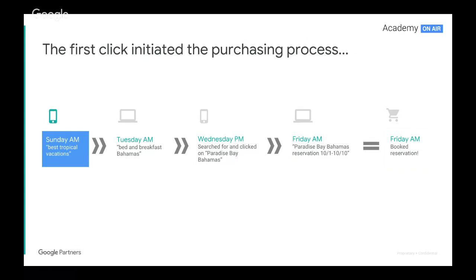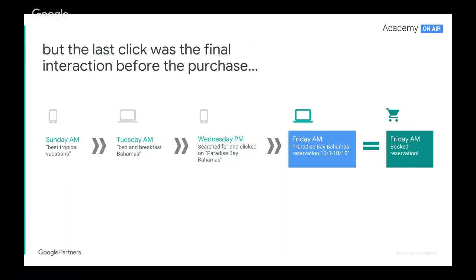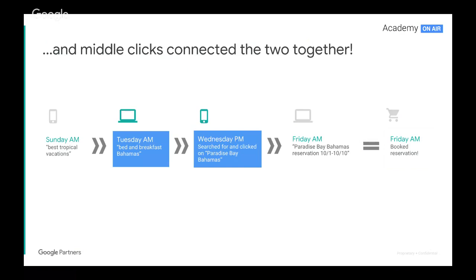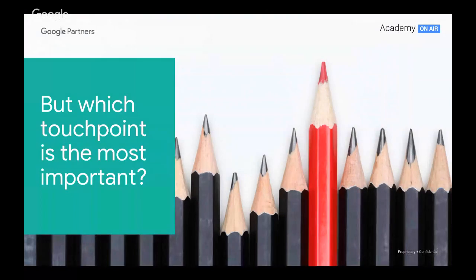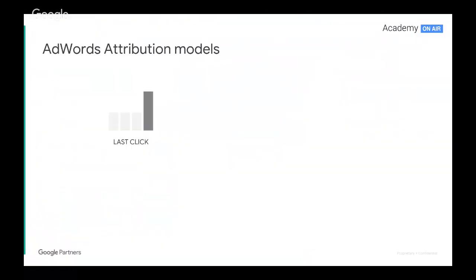Our first click is essentially the click that introduced us to the entire customer path. This was our click on mobile on Sunday, where we searched for best tropical vacations. The last click is the one that happened directly before we actually made the reservation. This was on Friday when we, on our desktop, clicked on the ad for Paradise Bay, Bahamas, and actually ended up booking that. And then we had the 2 clicks in between, which brought together the whole thing between the first click and the last click. So you're probably asking the question, which of these touch points is actually the most important? Which is a pretty valid question.